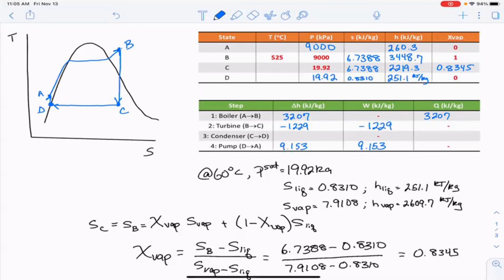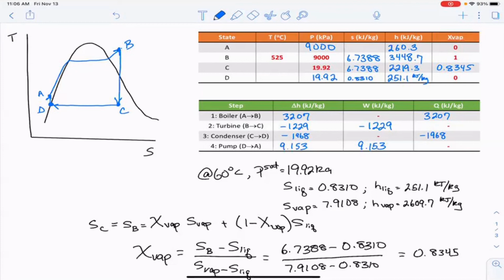And then finally, for the condenser, we know that no work is done. So Q is equal to delta H. And so we're going to take the enthalpy at D, which is 251.1, and subtract the enthalpy at C, which is 2219.3. And that's minus 1968 kilojoules per kilogram. Okay. All right. Before I do anything else, does anybody have questions about how we got to here?